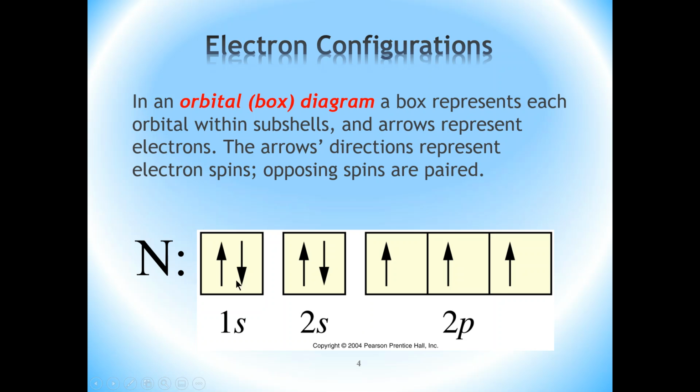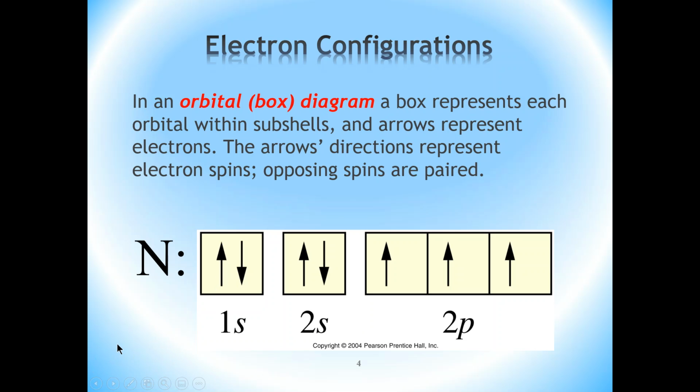And an example is shown here. You'll notice that in this example, for the element nitrogen, for that nitrogen atom, we use boxes to represent the orbitals, and we use arrows to represent the electrons. And you'll notice that the arrows are pointing up and down in this representation, because as you're going to see shortly, the direction of the arrows is basically representing what we call the spins.